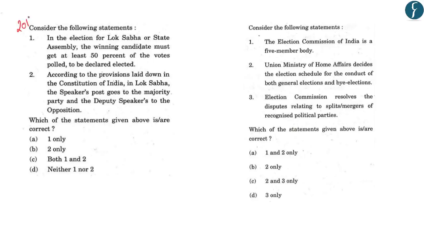This question was asked in the year 2017. The first statement reads, in the election for Lok Sabha or State Assembly, the winning candidate must get at least 50% of the votes polled to be declared elected. Now this is wrong. In India, we follow the first past the post system under which the winning candidate is required to get the maximum number of votes. That is to say, it is not necessary that the winning candidate should get more than 50% of votes, but any person who gets the maximum votes out of all the candidates is declared as elected.